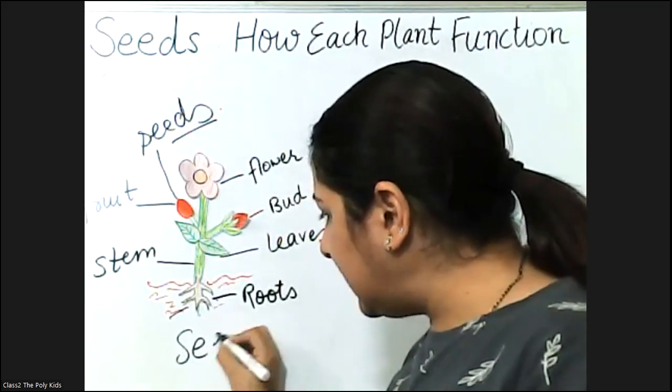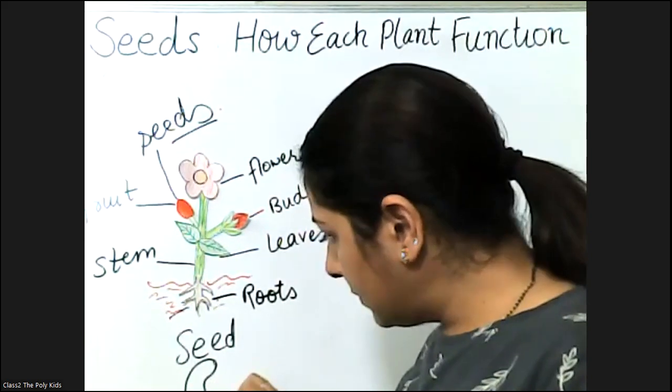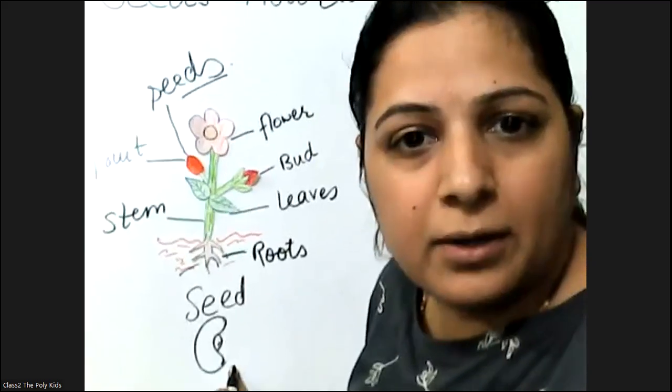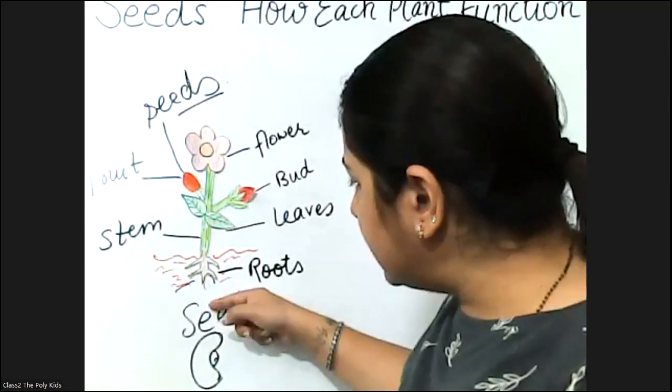हमने यहाँ पे एक seed लगाया. Okay, we have sown this seed. We have sown this seed. Now what happened?